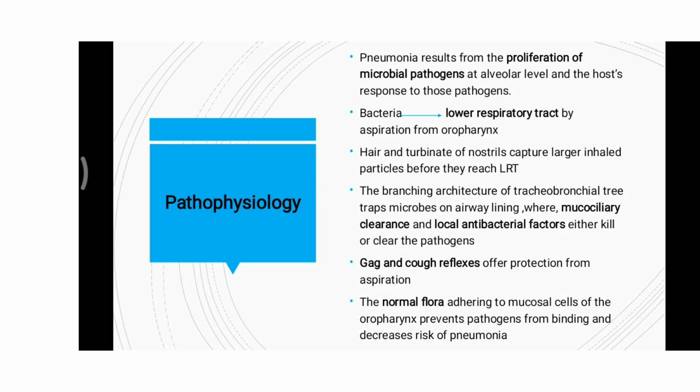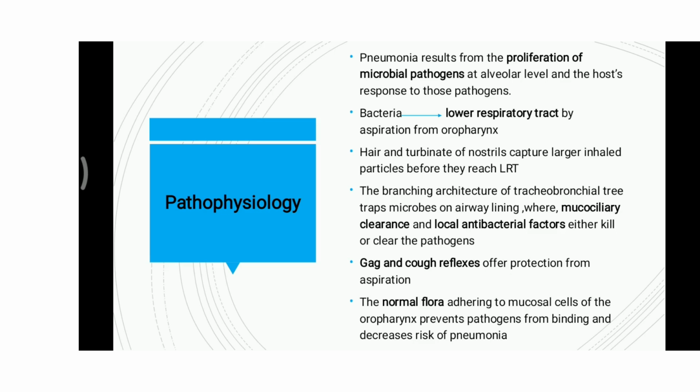So we will be studying in detail now. Pneumonia results from proliferation, meaning division, of microbial pathogens at the alveolar level, not at the bronchi or bronchiole level, only at the alveolar level, and the host responds to those pathogens. So this is pneumonia in sum. The pathophysiology is summed up in this line.